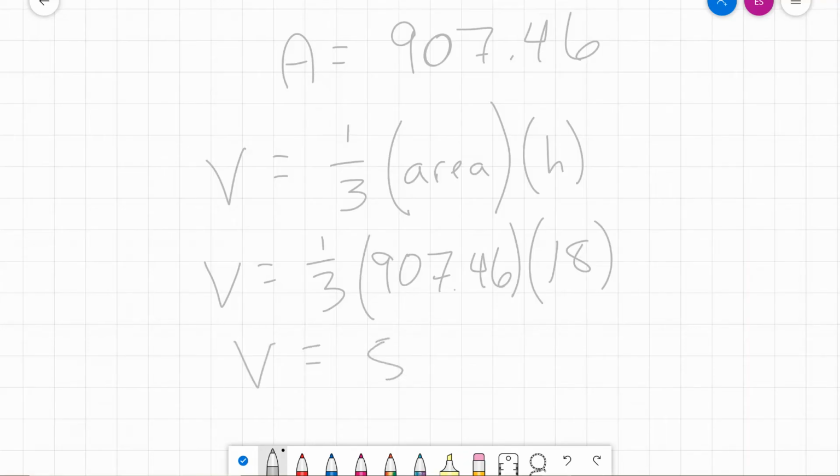So now on our calculator, I'm going to do 907.46 times 18, and then I can multiply that by 1/3 by using the fraction button, or I could just divide it by 3, because if you multiply by 1 and divide by 3, it's the same thing as multiplying by 1/3. So I'm going to get that number, and we'll see if that's correct. Volume equals 5444.76. All right.